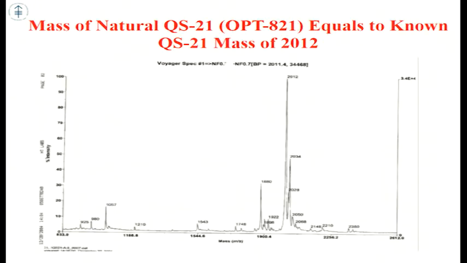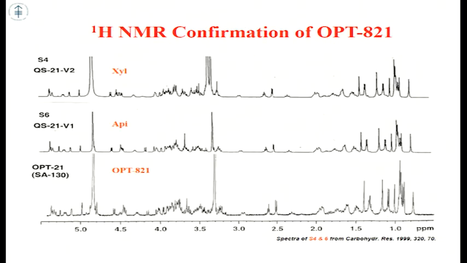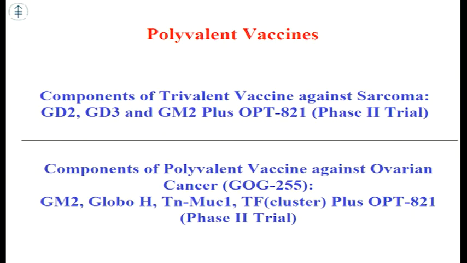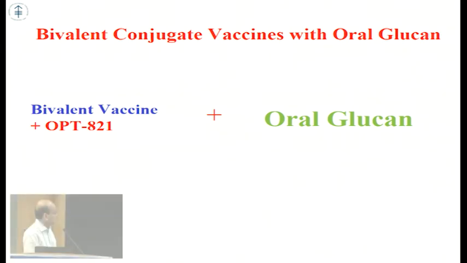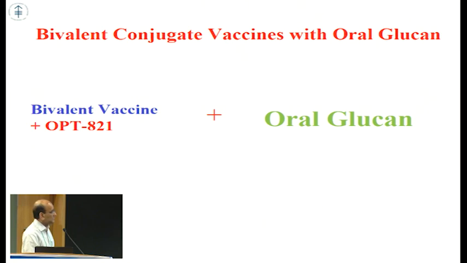So what we did in a phase 2 trial, we picked the trivalent components, which is GD2, GD3 and GM2, mixed with the vaccine. We did a trial. The trial is ongoing, and also the same thing with the ovarian cancer combination, heptavalent, with the natural OP21, is ongoing. There is another trial which is ongoing, which is very interesting, with the same GD2, GD3 combined. We call it the bivalent vaccine, mixed with a natural adjuvant, but gavaging with a beta-glucan.